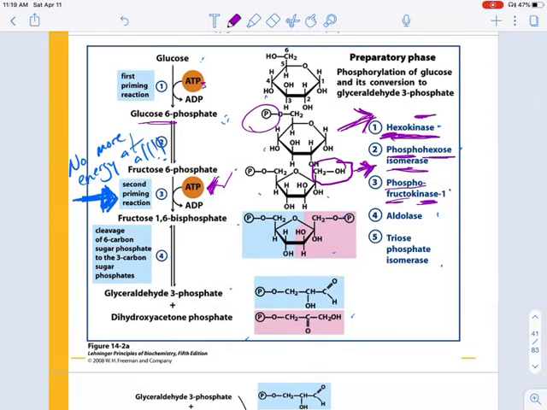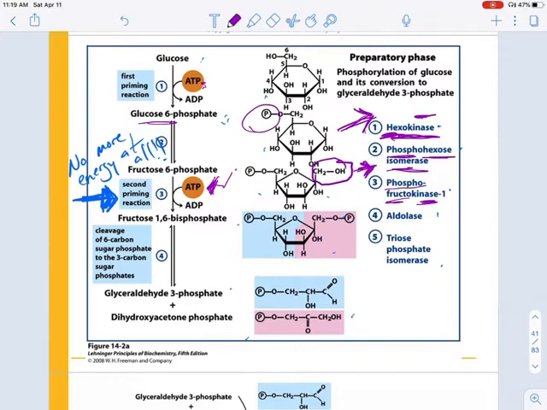So phosphofructose kinase is an allosteric enzyme, and it can be activated by things that indicate that the cell is at work, and it is downregulated by things that indicate that the cell is at rest. And we'll see that in a little bit.